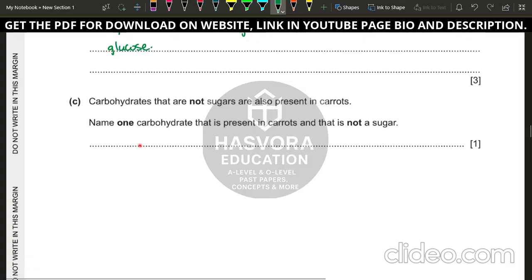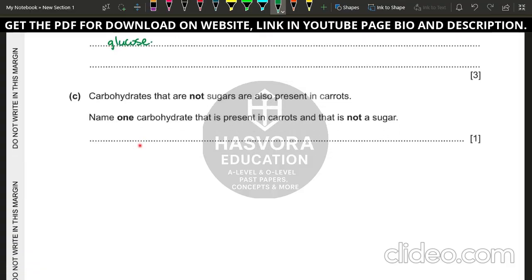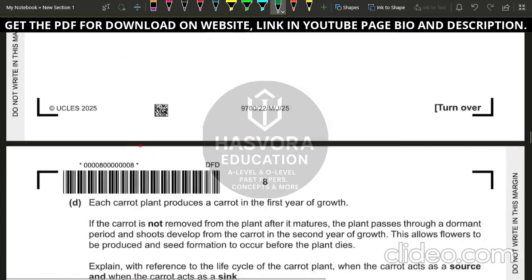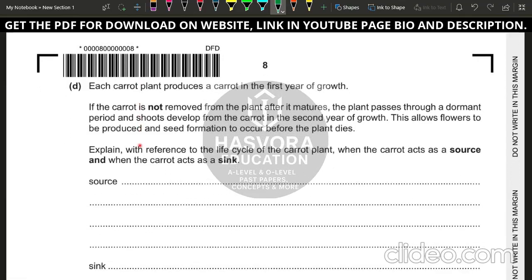Then the C part says carbohydrates that are not sugars are also present in the carrots. Name one carbohydrate that is present in the carrots and is not a sugar. So you can write about starch. You can also write about one of the components of starch, for example amylose or amylopectin. You can also write about cellulose because it forms the cell wall. But these are actually not sugars. So you can write any of them.